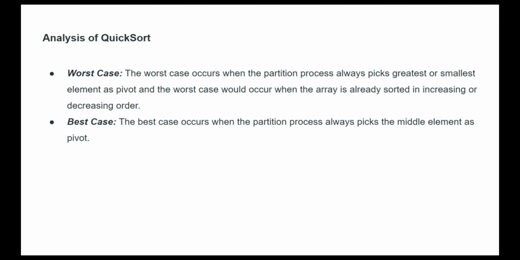When the partition process always picks the greatest or smallest element as pivot, then it will be the worst case of time complexity. And also when the array is already sorted in increasing or decreasing order, then it is also a worst case. And when the partition process always picks the middle element as pivot, then it is the best case for the quicksort algorithm.